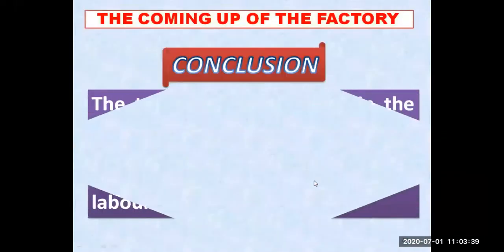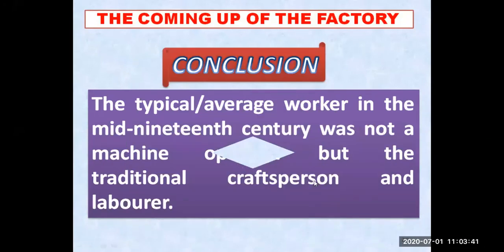The coming of the fact is conclusion, क्या निकलता है? What is the conclusion? We have gone through 4 different types of reasons. So the conclusion is that the typical or the average worker in the mid-19th century was not a machine operator, because we have seen that less than 20% operators were available who could operate machines. So the average worker in the mid-19th century was not a machine operator, but a traditional craftsperson and labor.